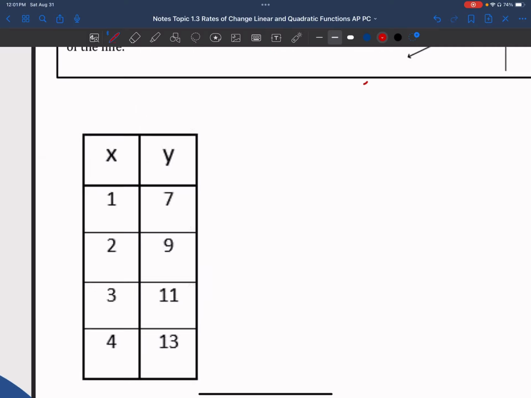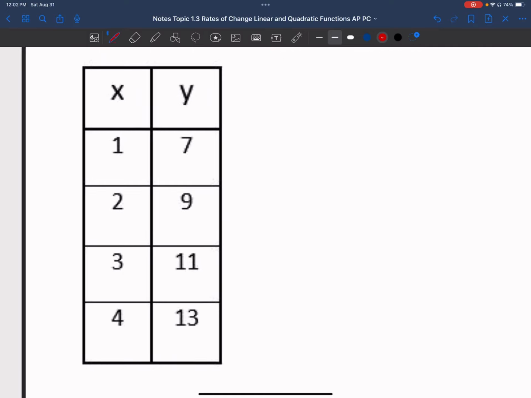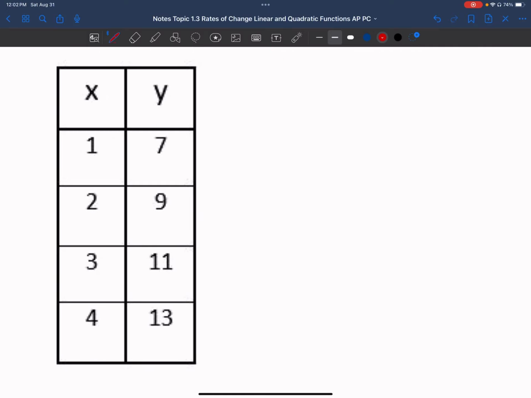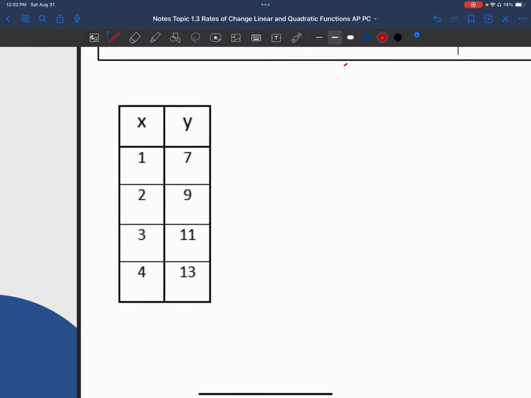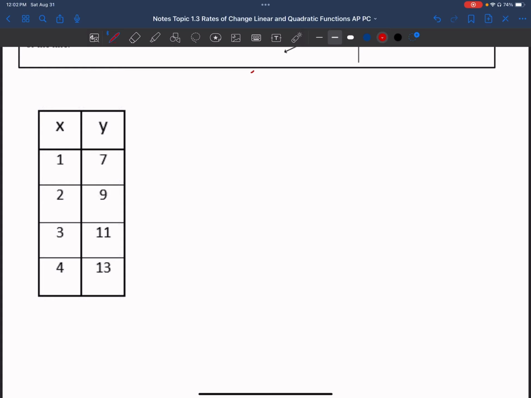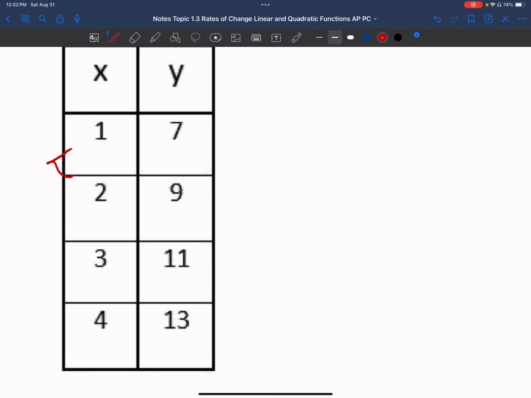So basically what I'm going to do is look at the change in the x values, and then look at the change in the y values, because that will determine the average rate of change of the function. If you look on the left side, you go from 1 to 2 by adding 1, you go from 2 to 3 by adding 1, and then you go from 3 to 4 by adding 1. So that's going to be your change in the input values or your x values.